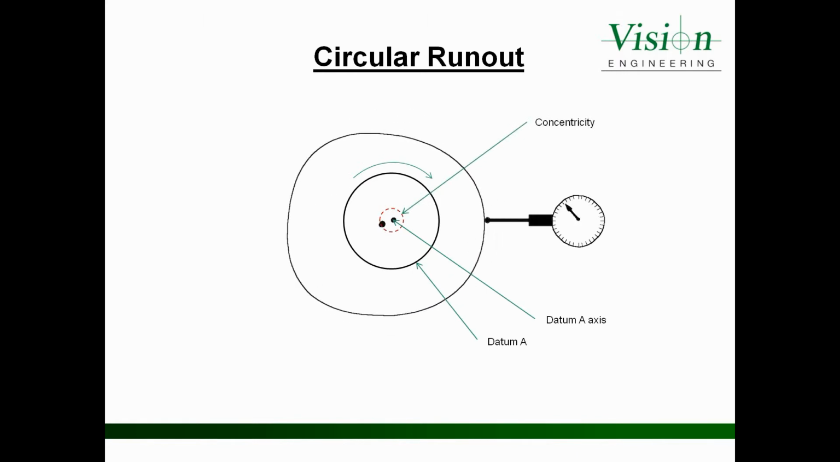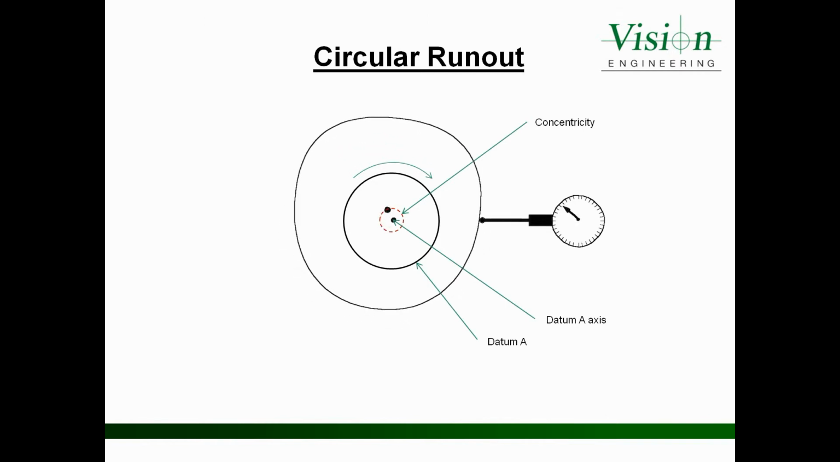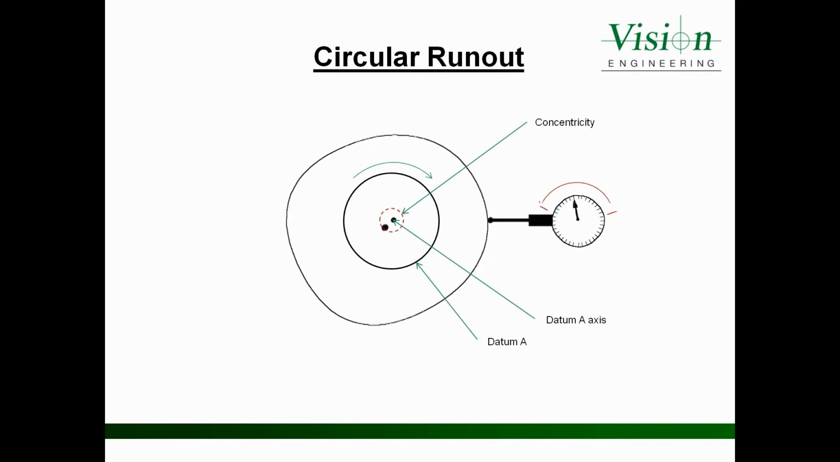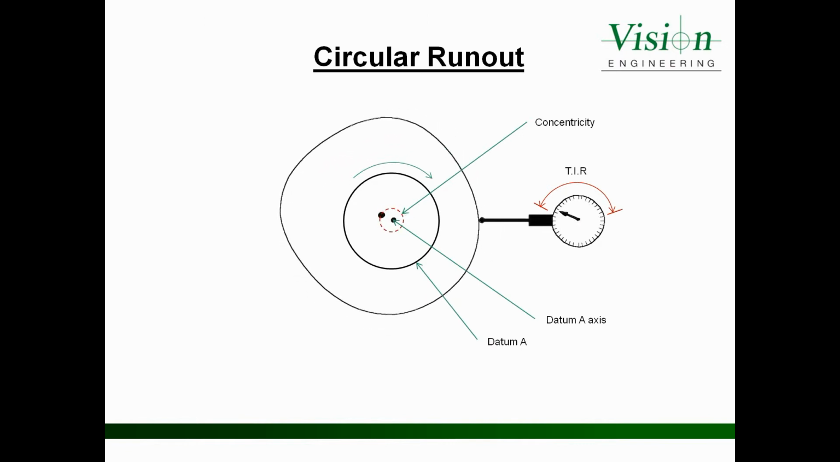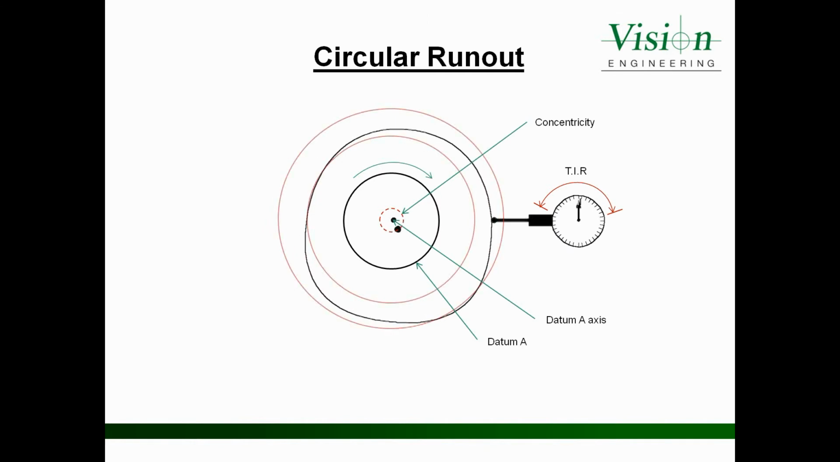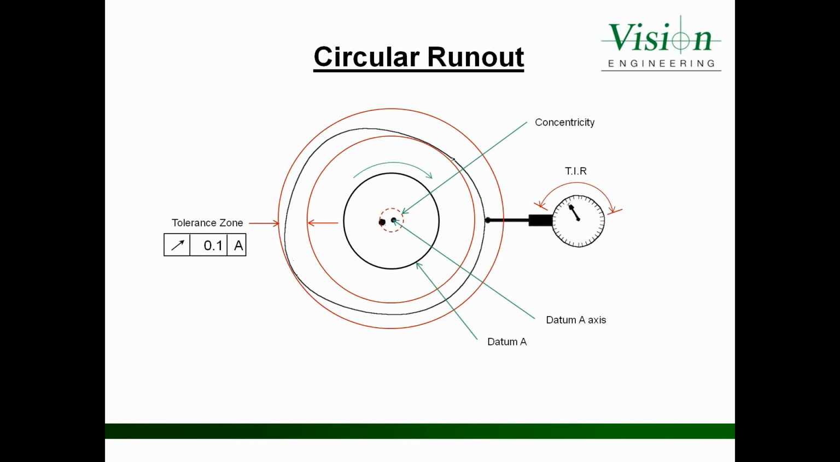Circular ring-out can be viewed as a combination of concentricity and roundness. Our total indicator reading is our measured circular ring-out value. Providing that this reading does not go outside of our tolerance zone of 0.1 millimeters to datum A, the circular ring-out is within tolerance. Outside of this zone, our circular ring-out will be considered out of tolerance. Now let's have a look at measuring circular ring-out in our readout.